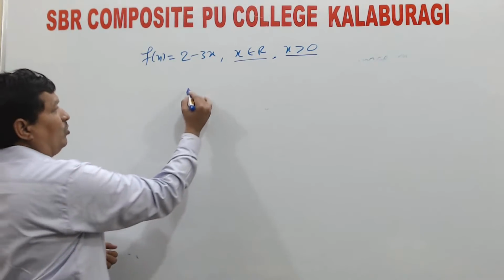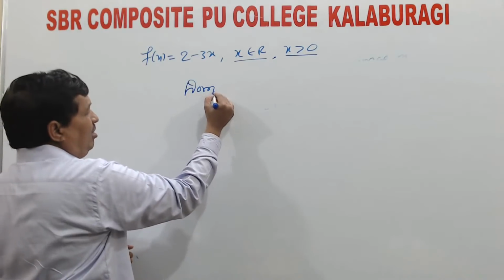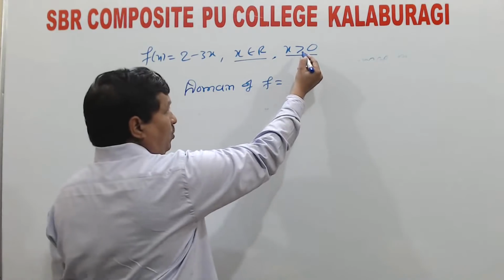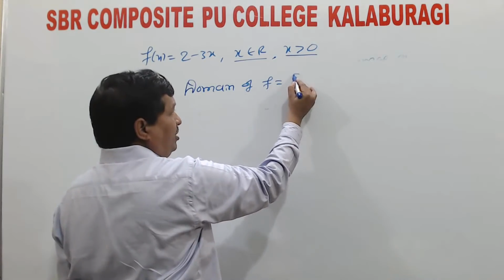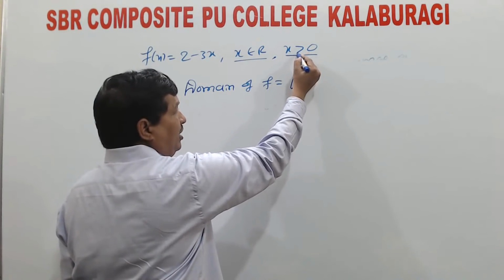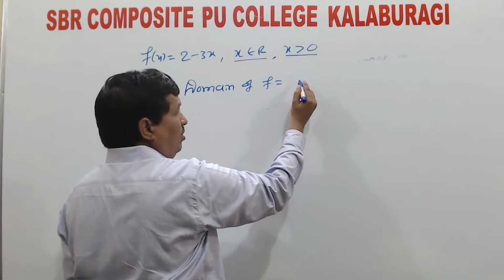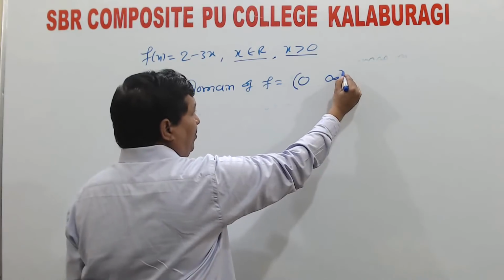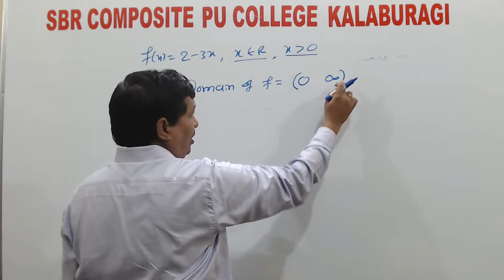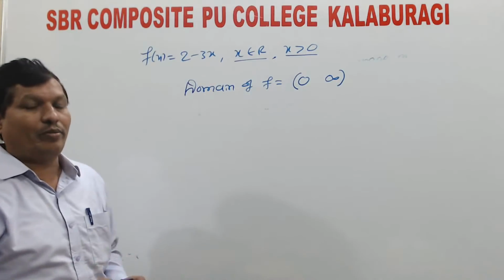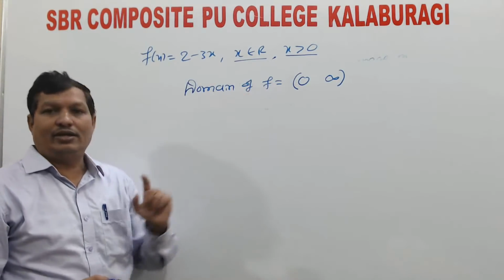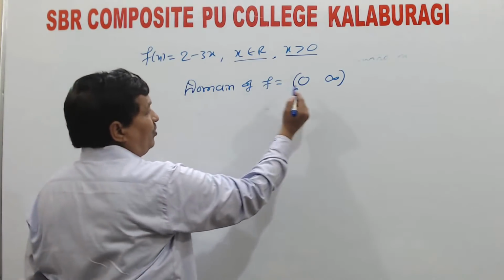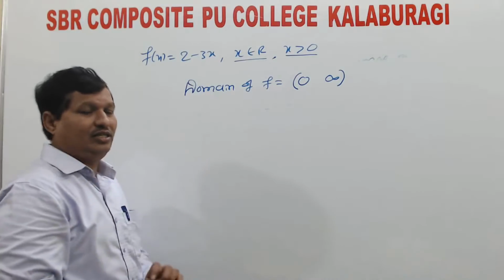So domain of f equal to, when it is greater than or equal to, you will write a square bracket. When it is only the greater than symbol, you will write an open bracket, 0 to infinity. Whenever you write infinity, on that side you will write an open bracket. Don't write a square bracket on that side when the endpoint is infinity. Okay. So domain of f equal to 0 to infinity.